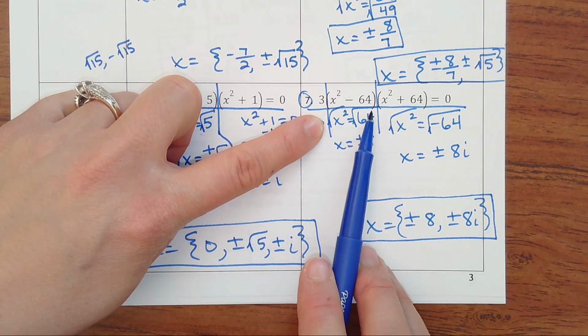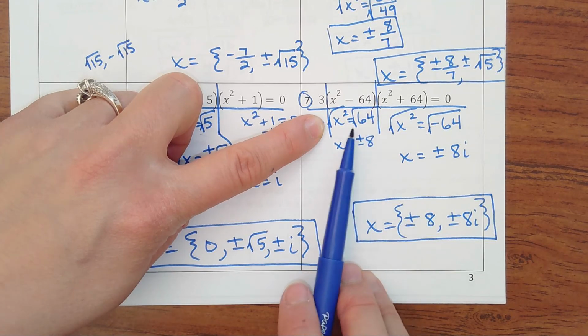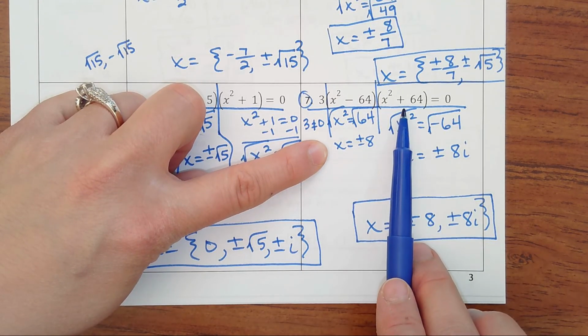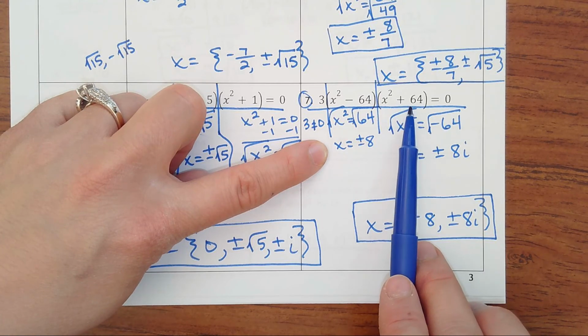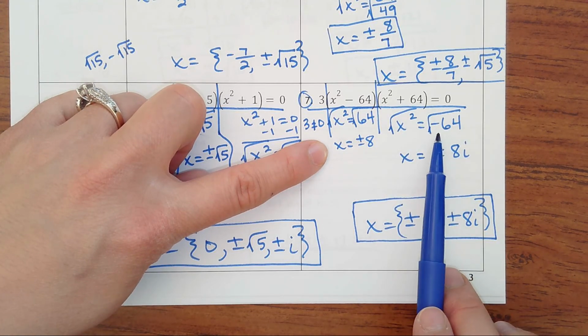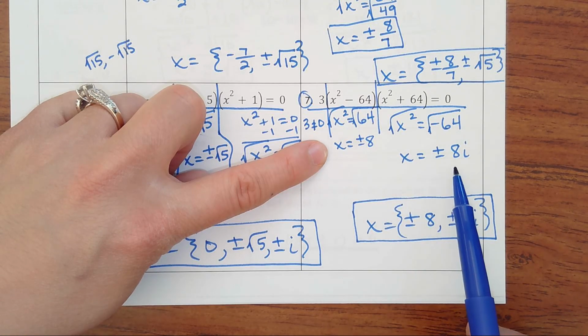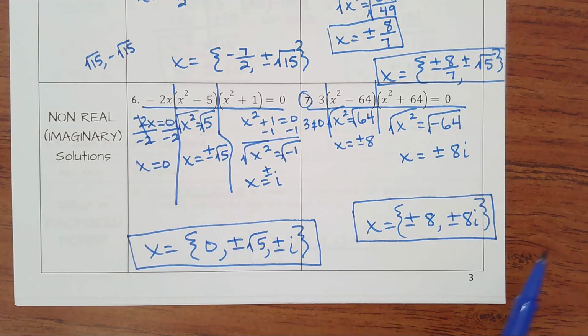This, you would add the 64 to the 0, so it's positive. Square root of 64 is positive and negative 8. And then this one is almost the same, except it's a plus 64, so I would subtract it from 0, getting negative 64. Square root of that is plus or minus 8i. So those are my answers, positive and negative 8 and positive and negative 8i.